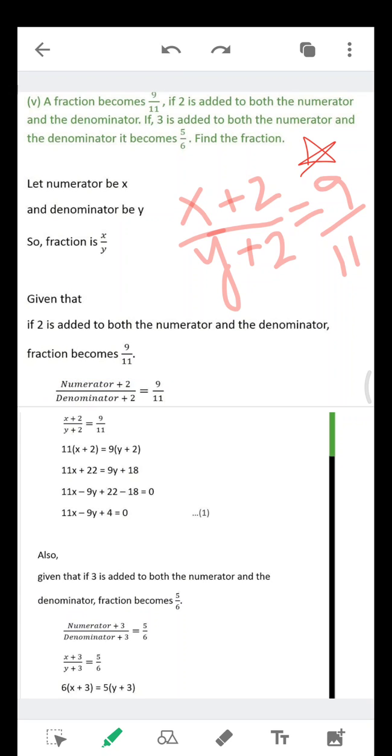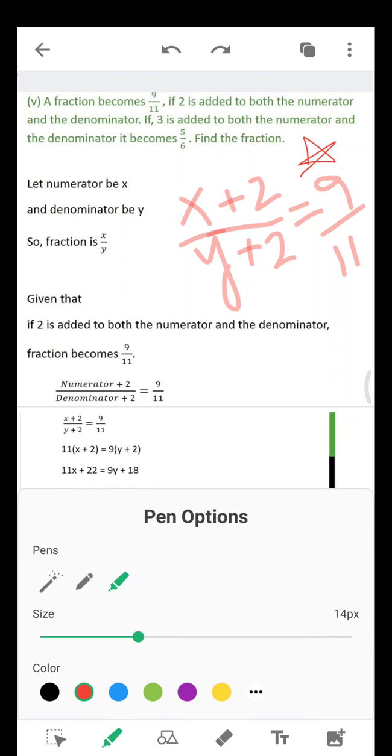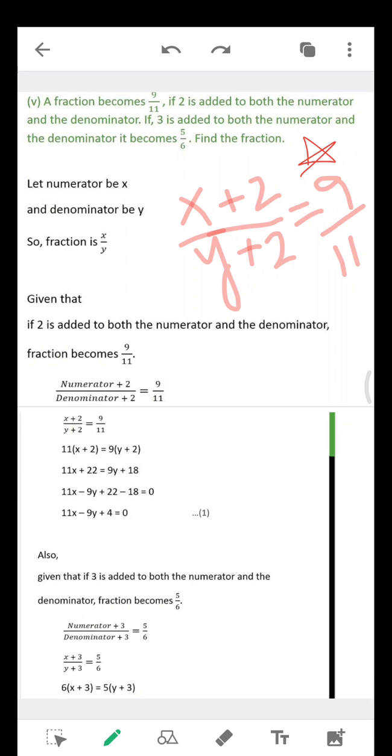Now cross multiplying it, we'll cross multiply. After forming like this, we'll cross multiply, left hand side and right hand side. Cross multiply: 11 into x plus 2, 9 into y plus 2, and if you simplify it, you will get an equation 11x minus 9y plus 4.